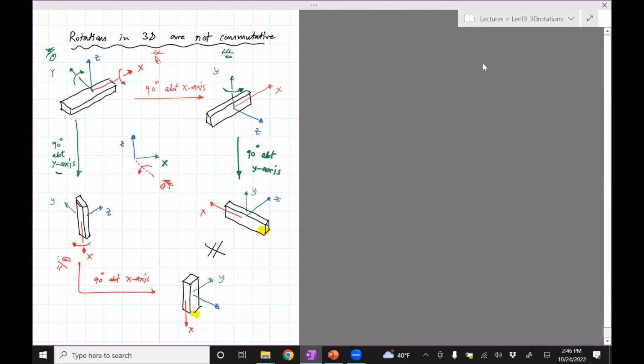This is really hard to do, to draw these figures. It's much easier to do it with physical objects.